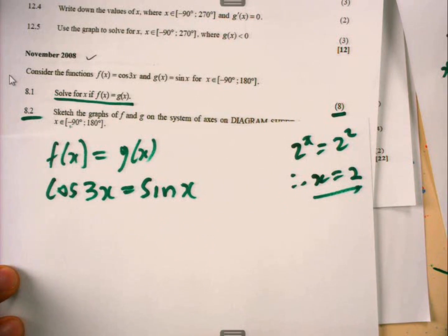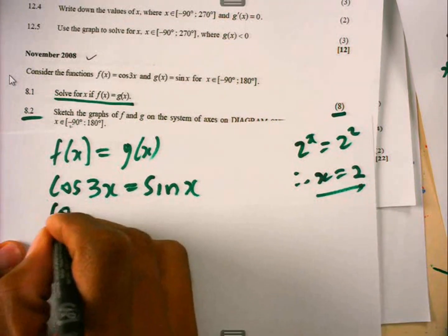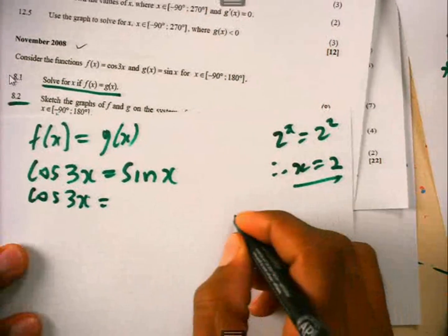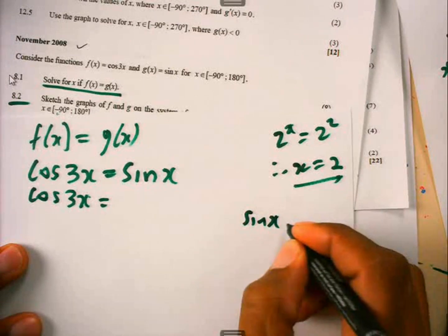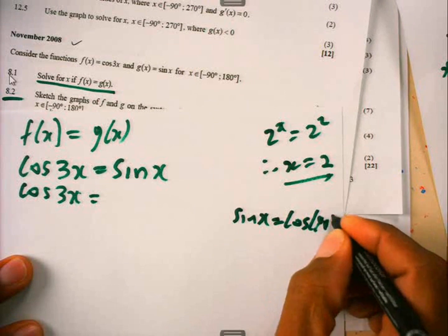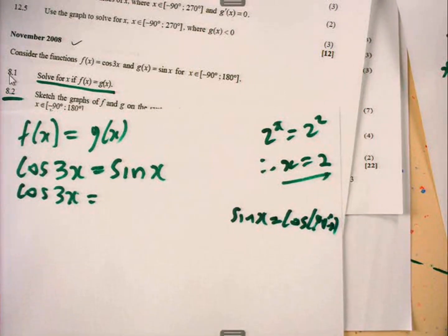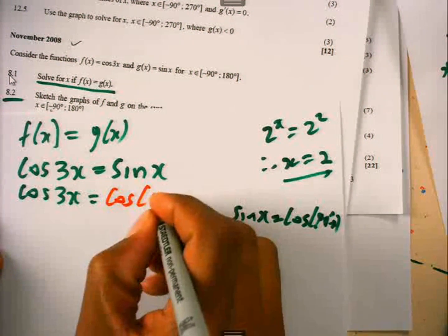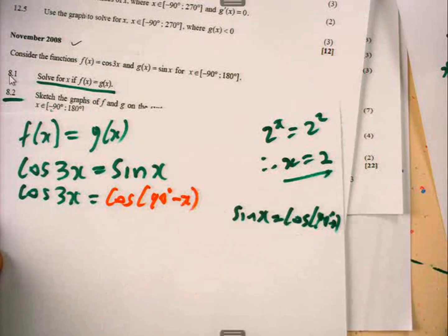What is it that we must do now? We can now apply the co-functions to say, okay, cos of 3x here is equal to, we know that sine x is still the same as what? Cos of 90 degrees minus x. Cos of 90 degrees minus x is exactly the same as sine x. Therefore, now we can say, okay, let us now say sine x is the same as cos of 90 degrees minus x. Can you see now?